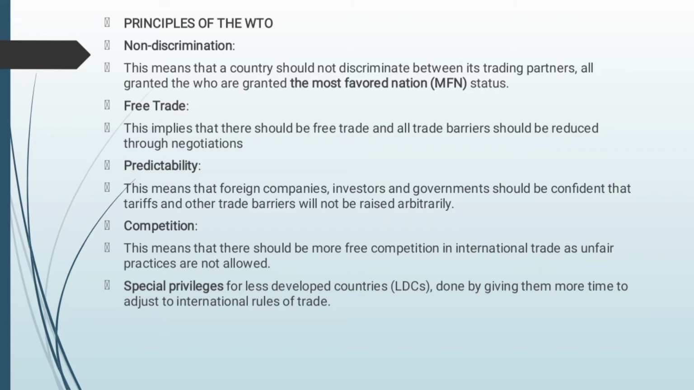Then 2, free trade. This implies that there should be free trade and all trade barriers should be reduced through negotiations. This is the second principle of the WTO. Free trade. Then predictability. This means that foreign companies, investors, and governments should be confident that tariffs and other trade barriers will not be raised arbitrarily.